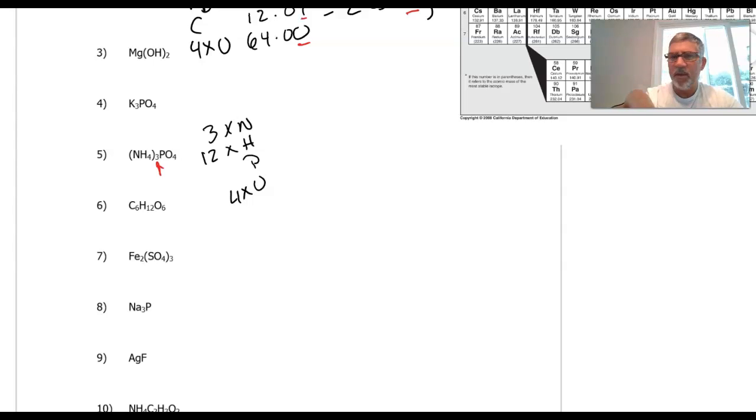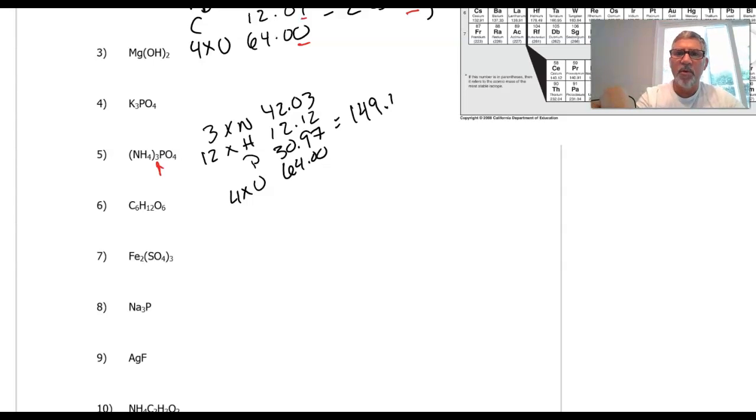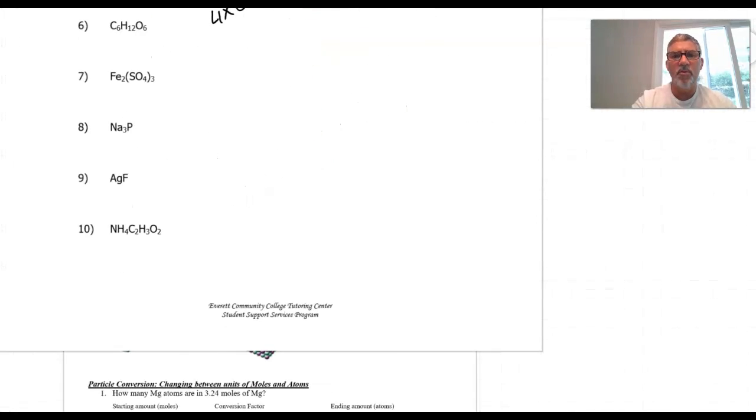So 3 times N would have been 42.03. I get 12.12, 30.97, and again 64.00. When I add them all together, I get 149.12 grams. Again, you'll notice that each of these is to the hundredths, so I round it to the hundredths. And I've got my unit grams because that's what it is. All right, so the first sheet, pretty easy. You should be able to get through it no problem.